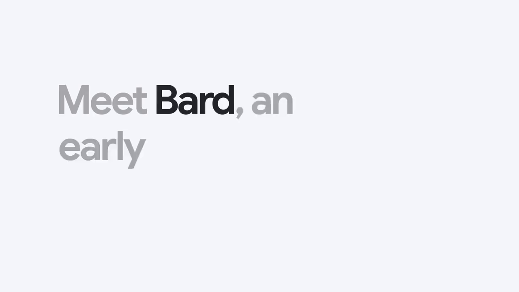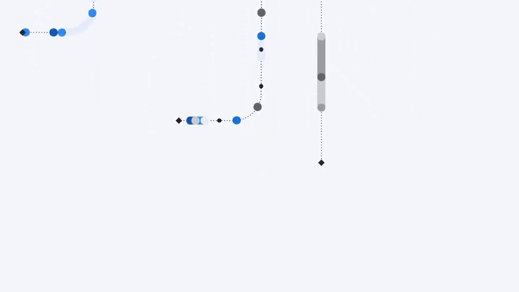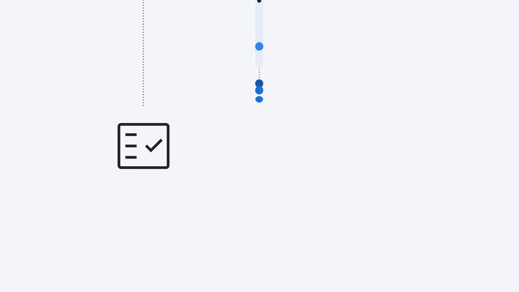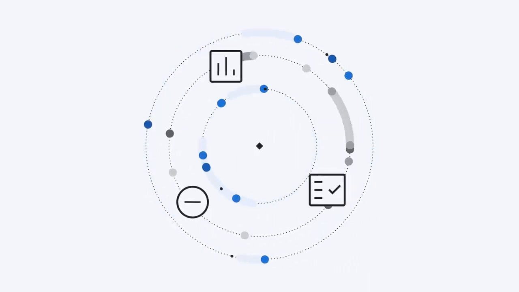Meet Bard, an early experiment by Google that lets you collaborate with generative AI. As we bring Bard to more people and places around the world, we'd like to share more about how we're building Bard responsibly, its limitations, how we manage your data, and how you can best use Bard as your creative and helpful collaborator. Bard is powered by a large language model.